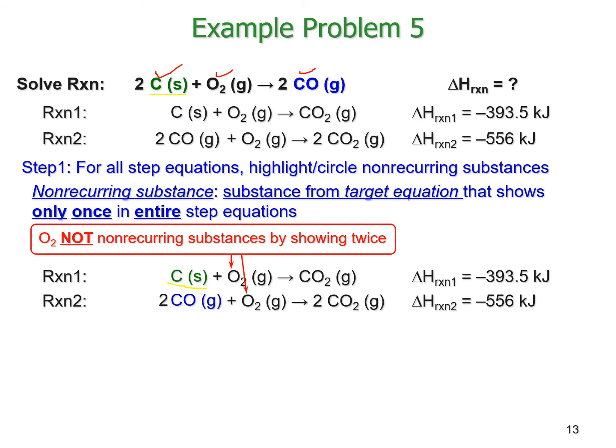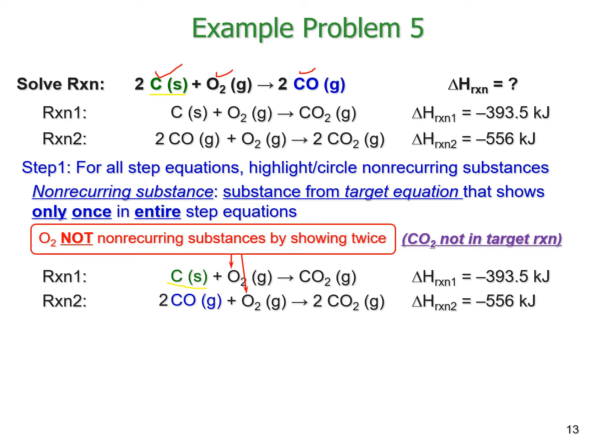And I also would like to remind you, we figure out the non-recurring substances, one for each step reaction. It usually happens this way: we can pick at least one non-recurring substance for each step reaction, and we're going to use that as a reference to tell us how we are going to manipulate every step reaction.